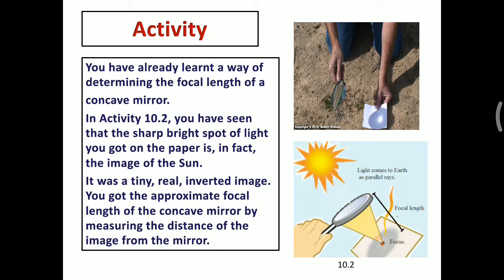Do you understand how to determine the focal length of a concave mirror? You have to take one concave mirror and focus any object other than sunlight. It forms the image on the paper. The distance from that image to the mirror is called the focal length.